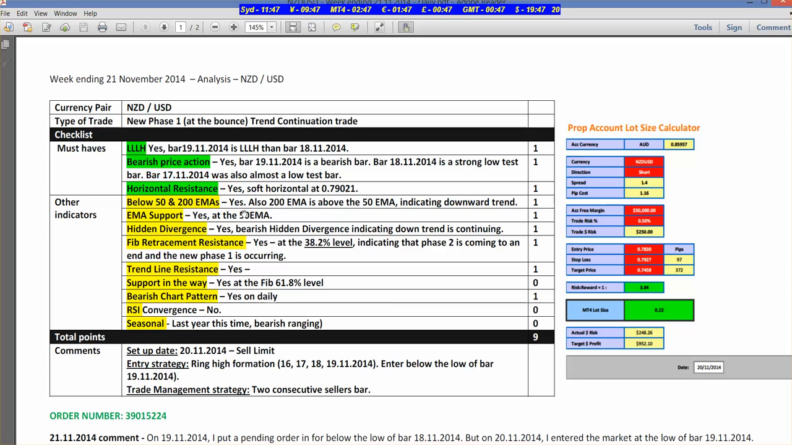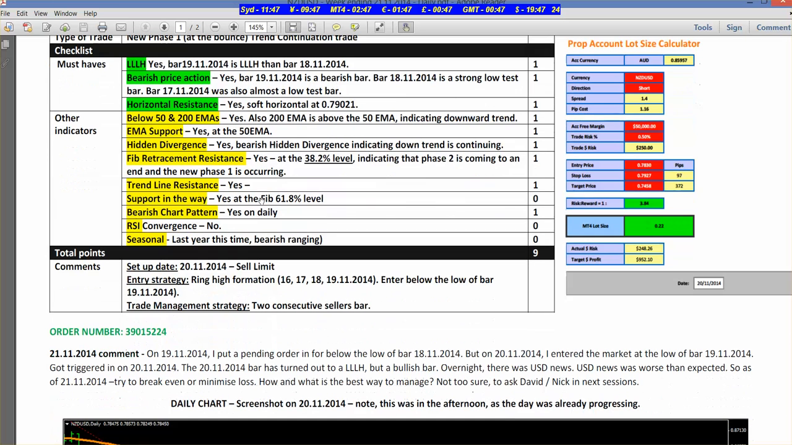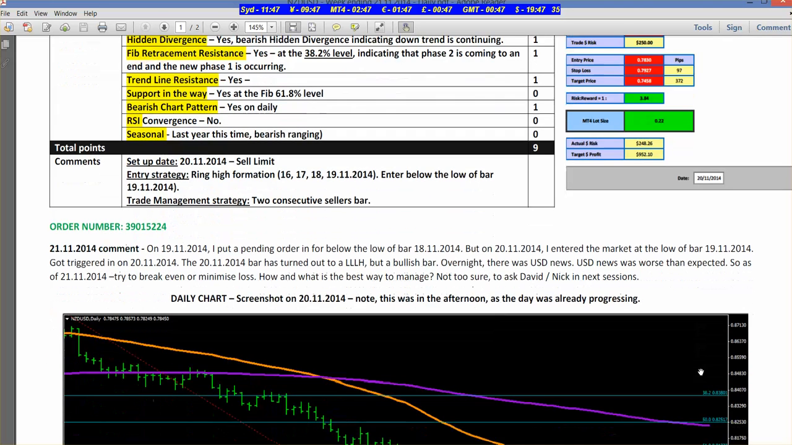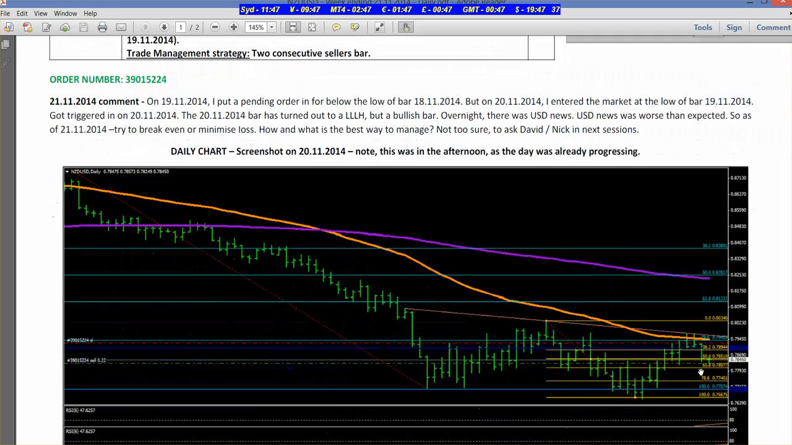Kiwi, bearish price action, horizontal resistance, order number, put a pending, entered the market, the low, got triggered on the 20th, turned out, but overnight there was US worse than expected, so try to break even. What's the best way to manage it?